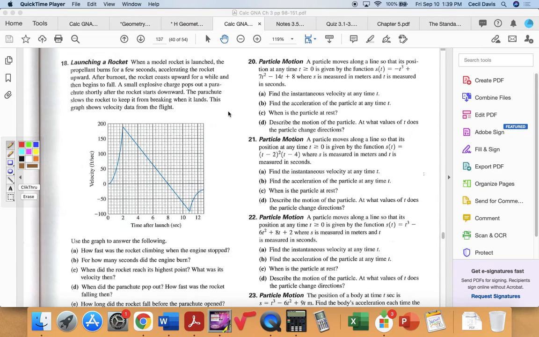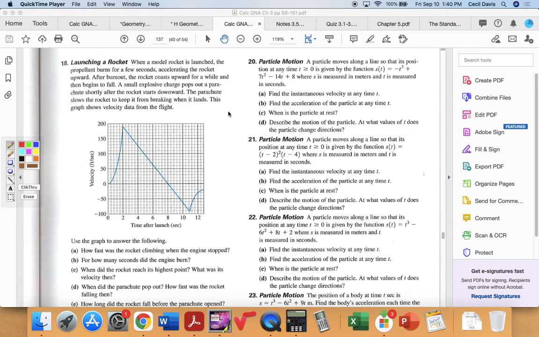And then you did 20 also, correct? Yes. So for part A, the velocity equation is v of t equals negative 3t squared plus 14t minus 14. For part B, a of t equals negative 6t plus 14. C, there are 2 times. t is approximately 1.451 and t is approximately 3.215.